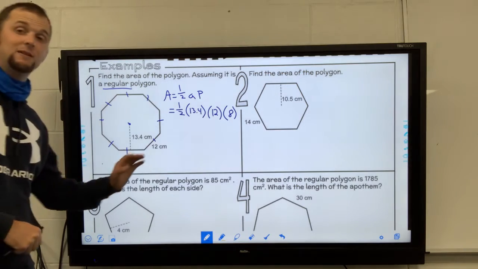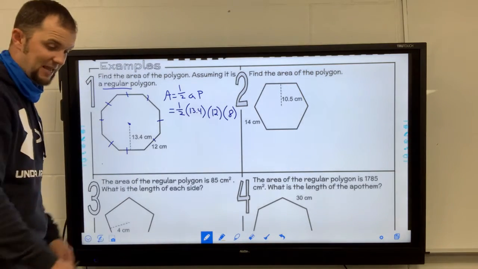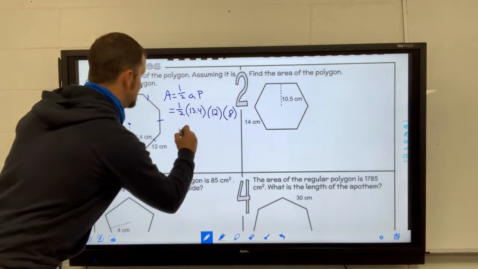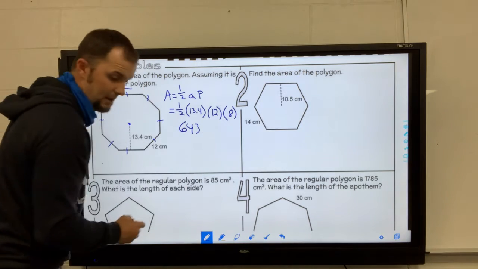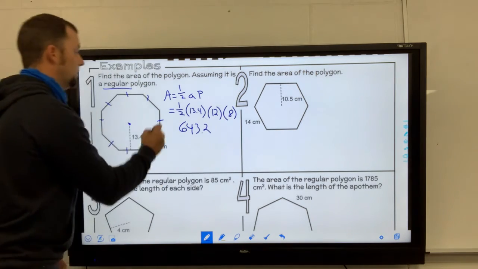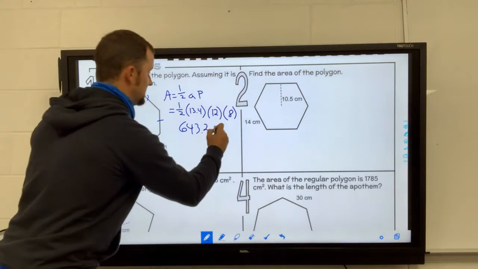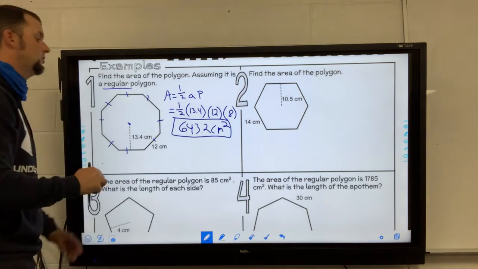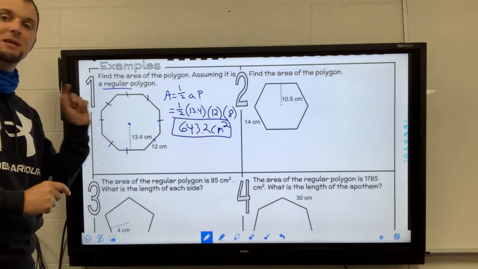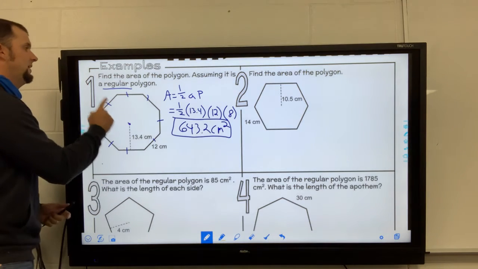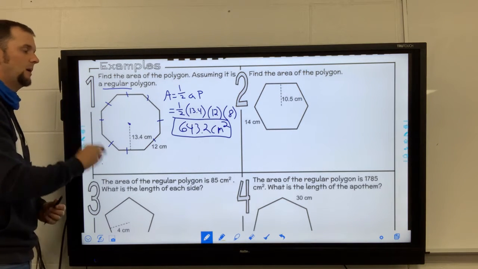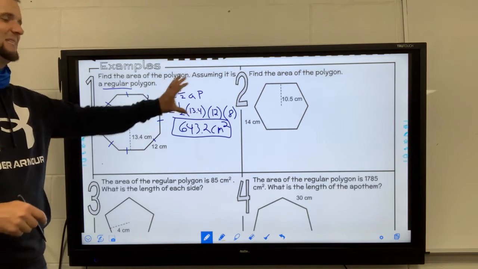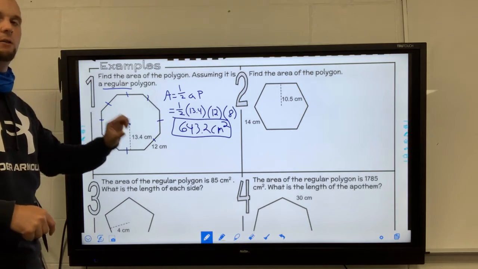So ladies and gentlemen, if I multiply all of this out, that is going to end up giving me 643.2, and remember we're finding area, so this is going to be centimeters squared. That means there's 643 1 by 1 centimeter squares that can fit within the area of this regular polygon. So ladies and gentlemen, this is how you would find the area of a regular polygon.